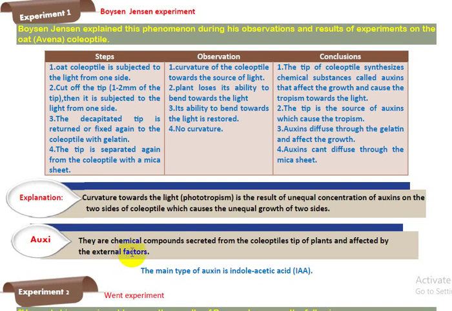Auxins are chemical compounds secreted from the coleoptile tip of the plant and affected by external factors. The most common example of auxin is IAA, indole acetic acid.